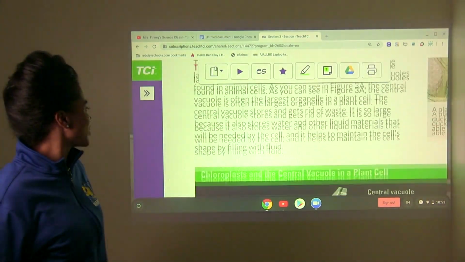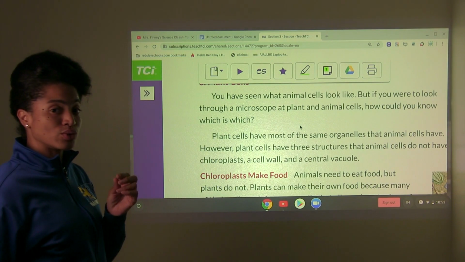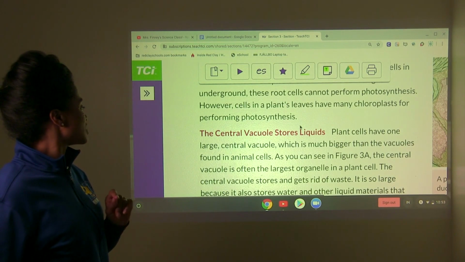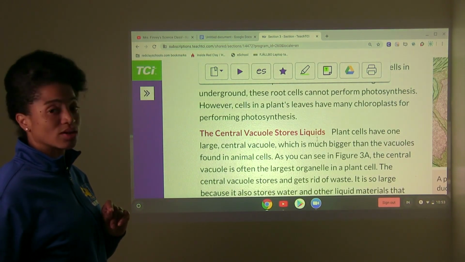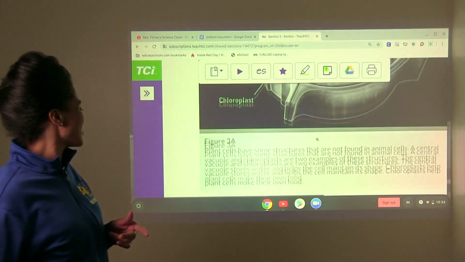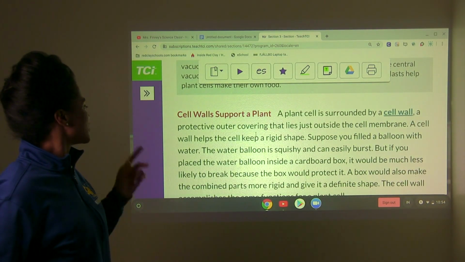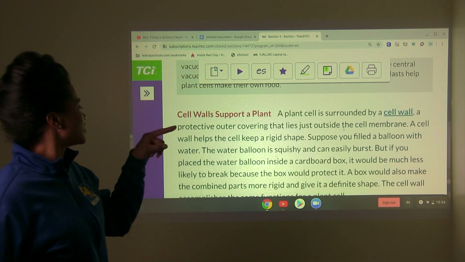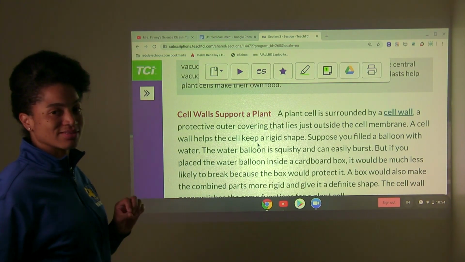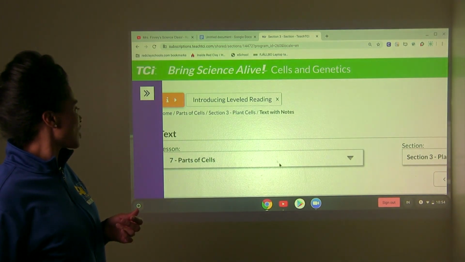Let's name them together. We have chloroplast for making food through which process? Photosynthesis. Good job. We have the central vacuole responsible for storing liquid. Looks like a huge swimming pool. Shout out to summertime coming. And then we have the cell wall. It supports the plant. Protective outer covering that lies just outside of the cell membrane. Cell wall helps to keep a rigid shape for the cell. Okay. So now we know the parts that are unique for a plant cell.